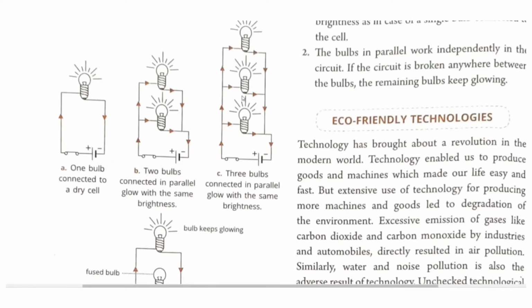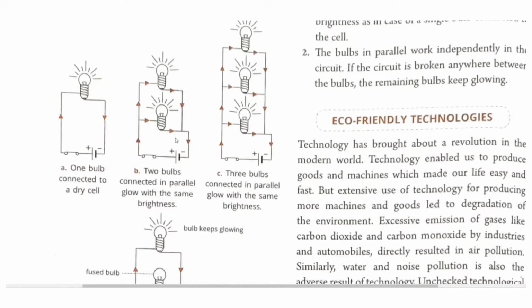So students, this way, in parallel arrangement, the total resistance gets decreased because it is divided at different levels, and hence the current drawn from the cell increases. As a result, all the bulbs are glowing with the same brightness.